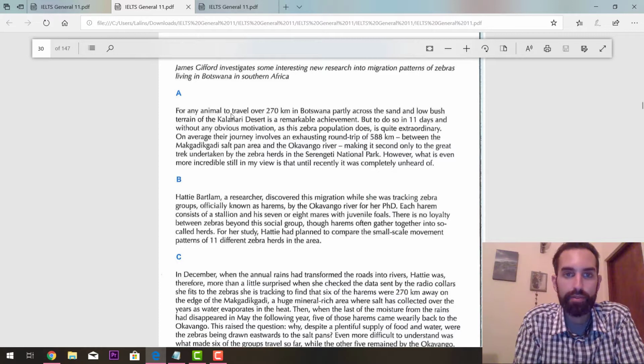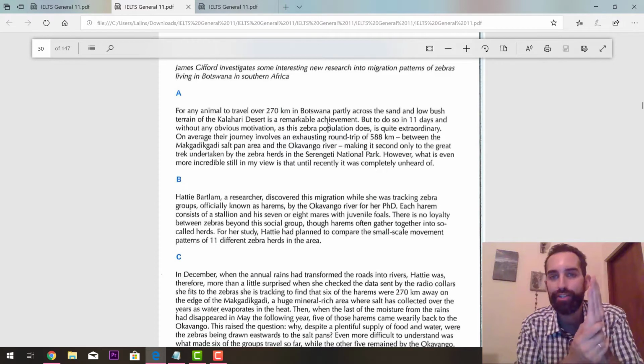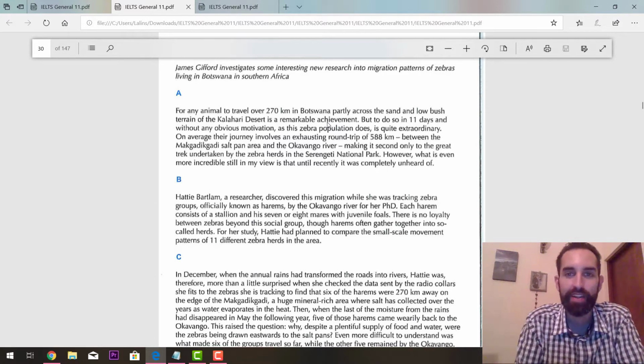Yes. For any animal to travel over 270 kilometers in Botswana, partly across the sand and low bush terrain of the Kalahari Desert, is a remarkable achievement. Admiration, because it's a remarkable achievement. But to do so in 11 days without any obvious motivation, as this zebra population does, is quite extraordinary.